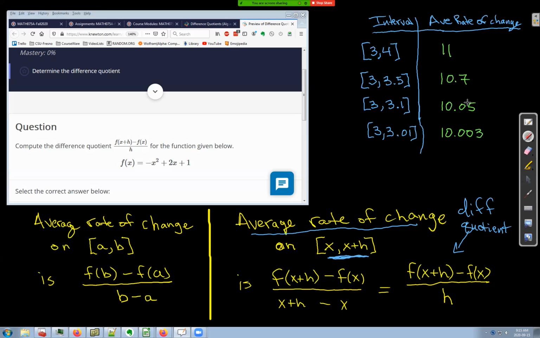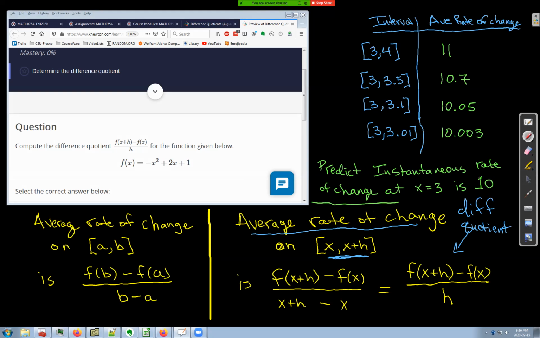So what was the idea? What we did there was we would look at this data, and based upon this data, we would guess or predict that the instantaneous rate of change at x equals 3 is, so I would say, 10.